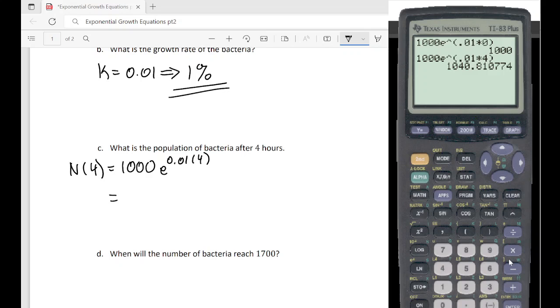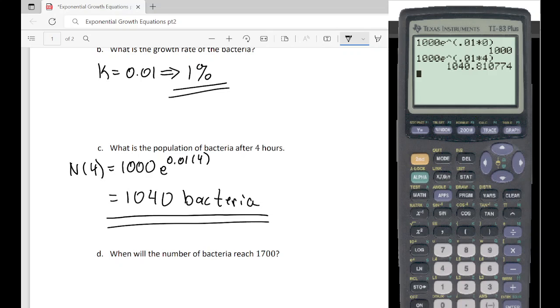1040. And again, we don't want to do like half of a living creature, even if it is bacteria. We're going to keep with the same rules. We're going to always round down to the nearest whole number. So we can say that there are 1040 bacteria. At least living bacteria.